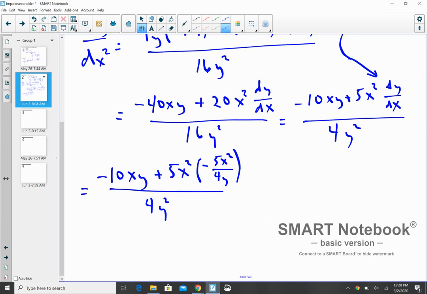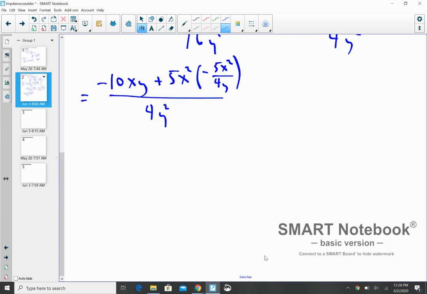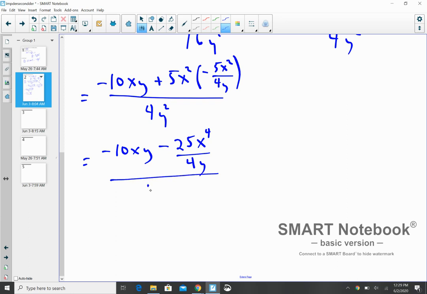Well, before I get into fixing up that complex fraction here, let's go ahead and just do what we can in terms of simplifying. That's going to be minus 25x to the fourth, and technically that's over 4y. And then that's going to be over 4y squared. Now, there's nothing here that simplifies before I go to the next step.